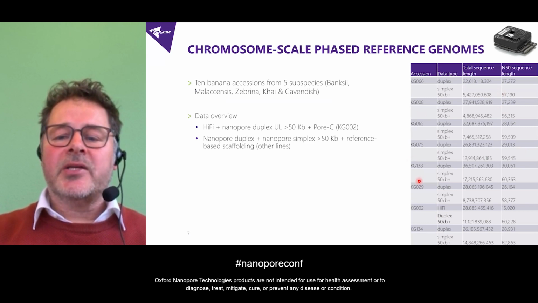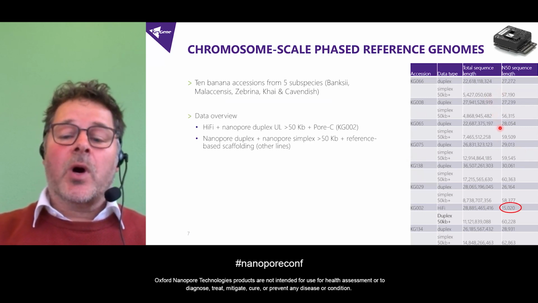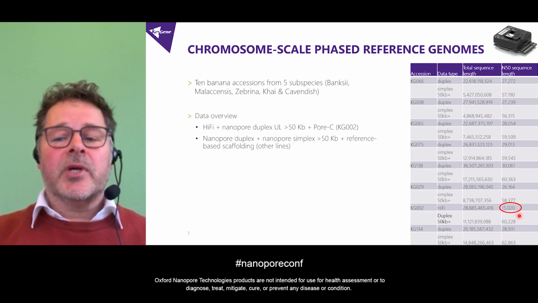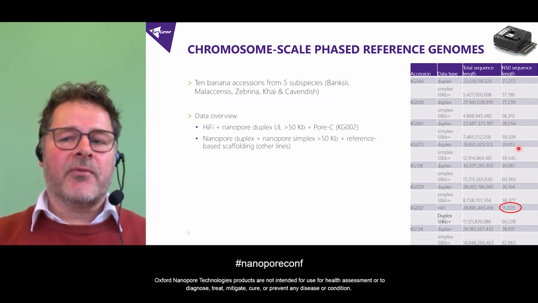So here on the right you see a data overview of 8 from these 10 lines. For 1 line we used HiFi data, and what already clearly strikes is that the read N50 of the HiFi data is almost half of the unfiltered duplex data for all of the other lines.